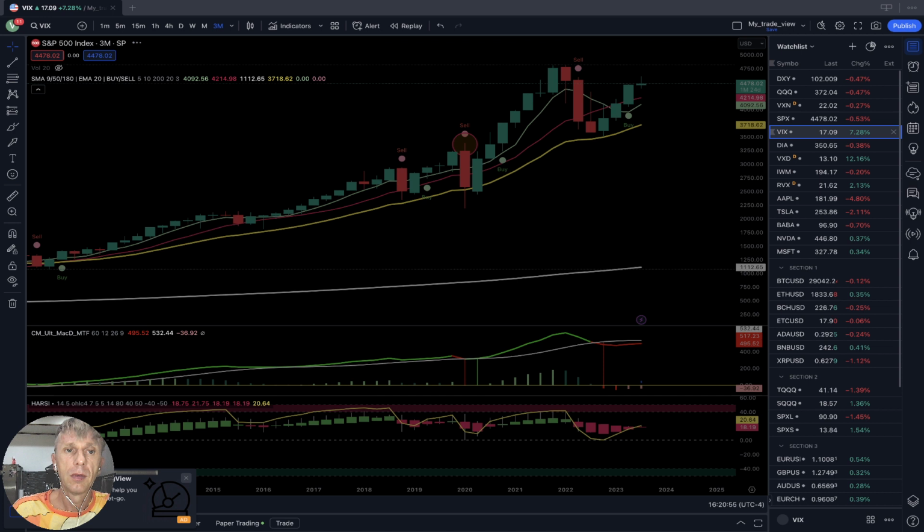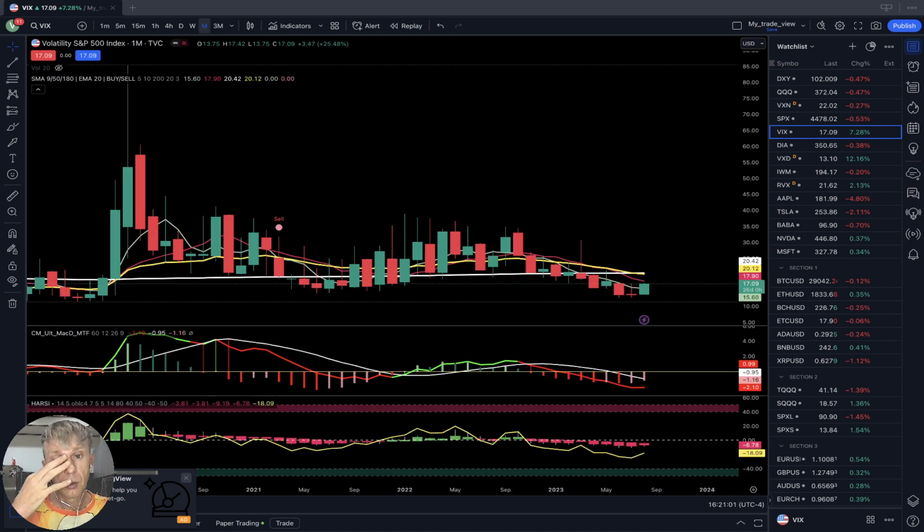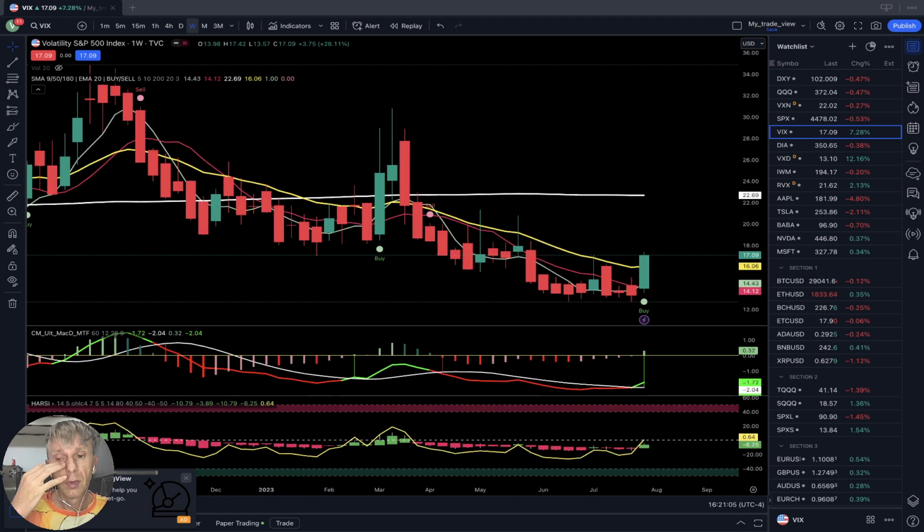VIX, let's see VIX. VIX still bearish on quarterly, monthly still bearish also, and it is bullish on weekly, right? It is bullish on weekly. It is negative for SPX, for S&P 500.